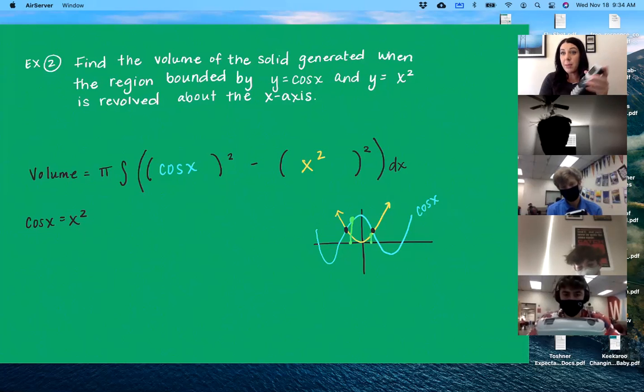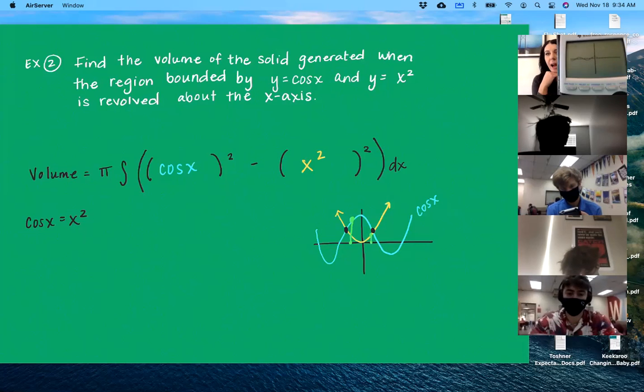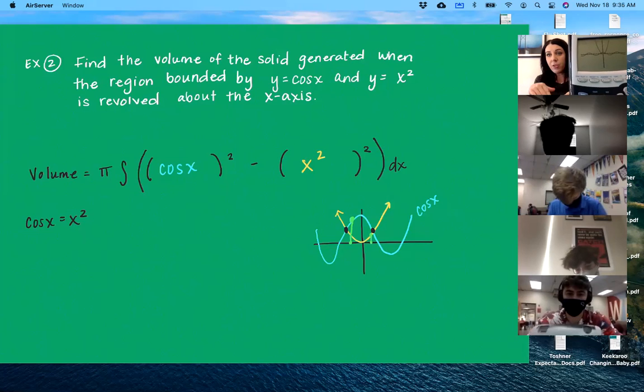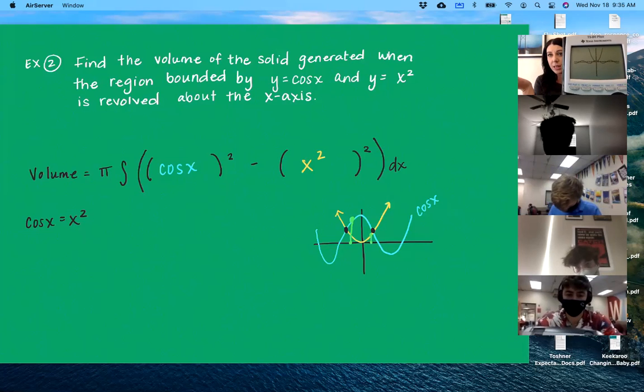Now my y equals is empty. So I'm going to go back to my y equals. I'm going to type in my two functions. So I'm going to type in cosine x, and I'm going to type in x squared. And again, when I hit graph, it's going to automatically adjust my window from -10 to 10 and from -10 to 10 because I did the reset.